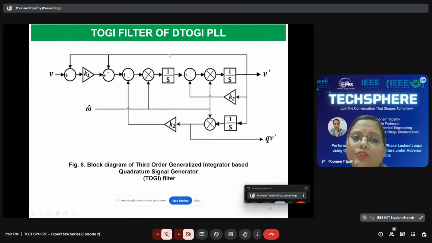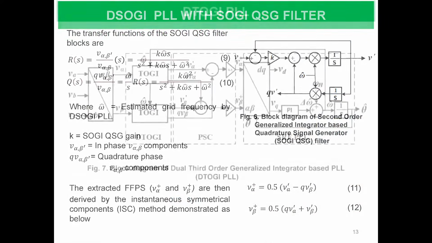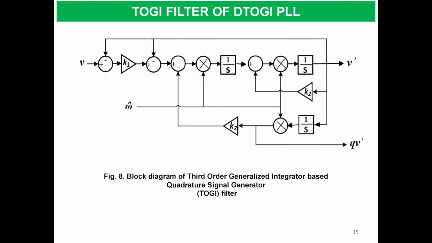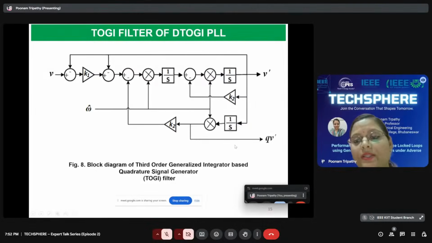It was observed from the Bode plot analysis, that is RFS and QFS of the TOGI filter, that the in-phase voltage component with respect to the input voltage exhibited bandpass filtering nature, and similarly, the Bode plot analysis of the transfer function QFS, which represented the transfer function of QV dash with respect to the input voltage V, exhibited again low pass filtering nature.